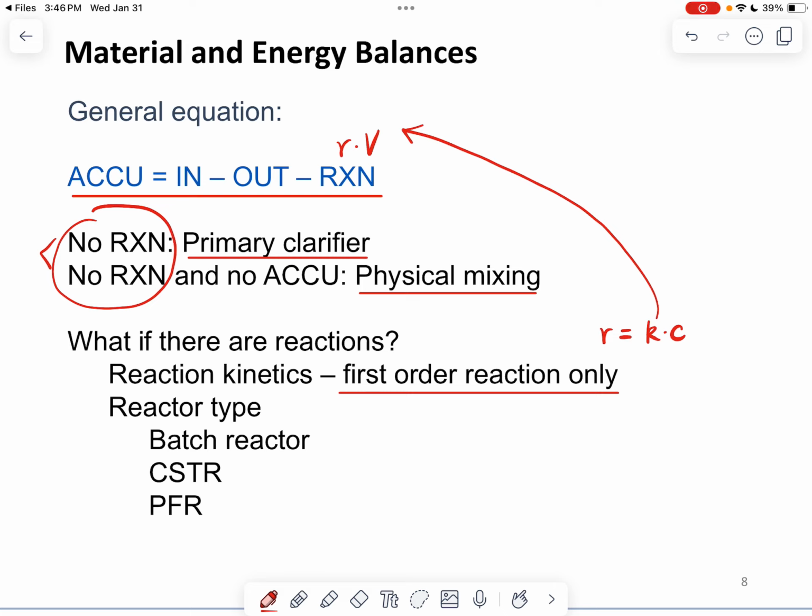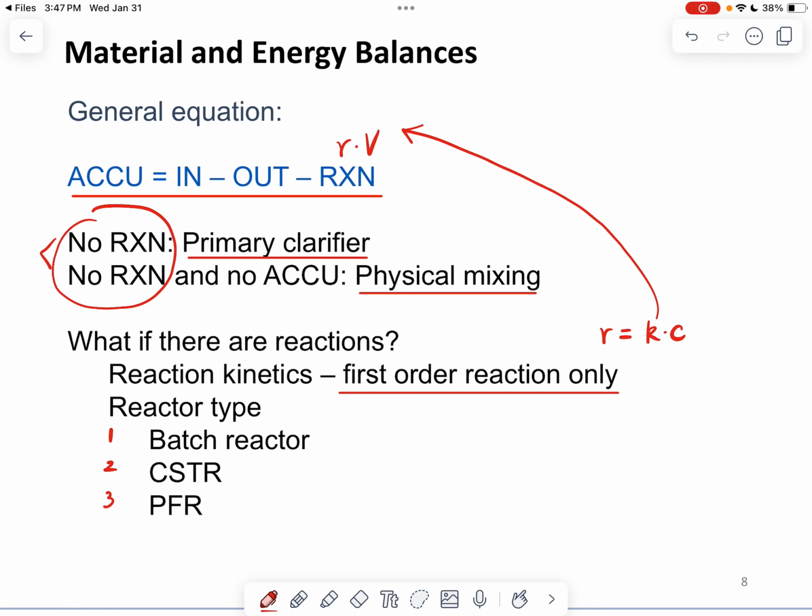But in terms of the systems that have reaction included, people also try to generalize the typical features happening in these systems, and then we created names for different types of systems or reactors. So in our class, we're just going to cover three types of reactors where mass balance is involved in these chemical reactions.